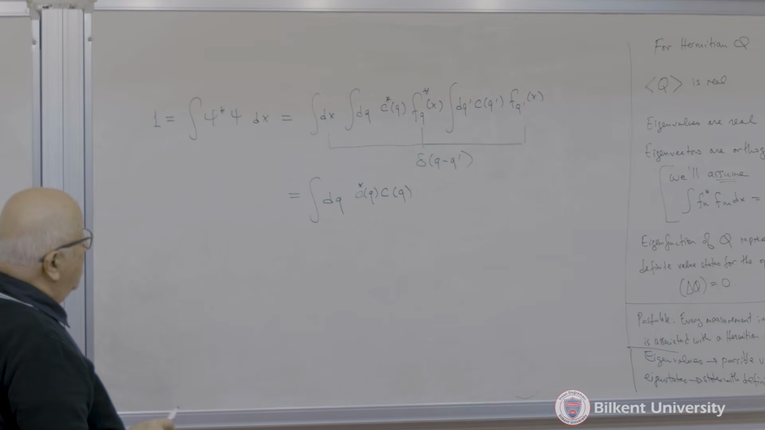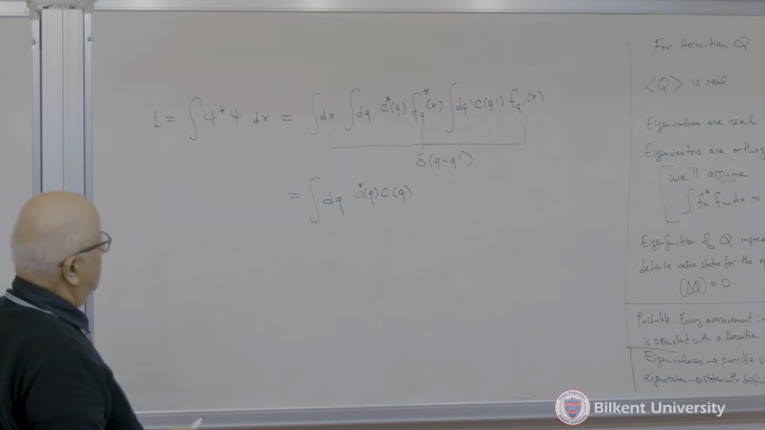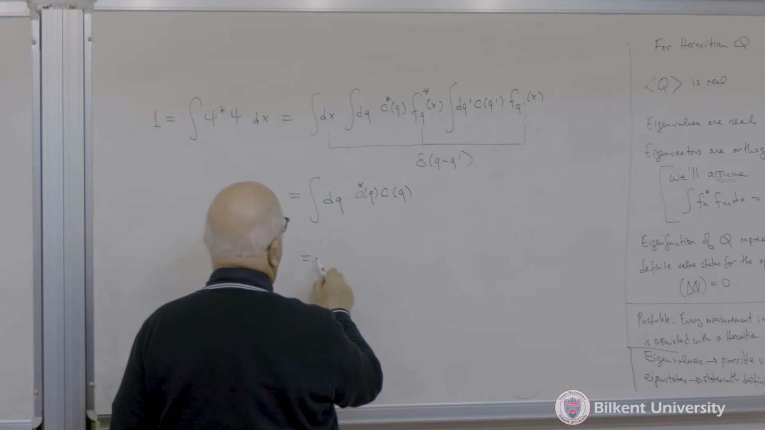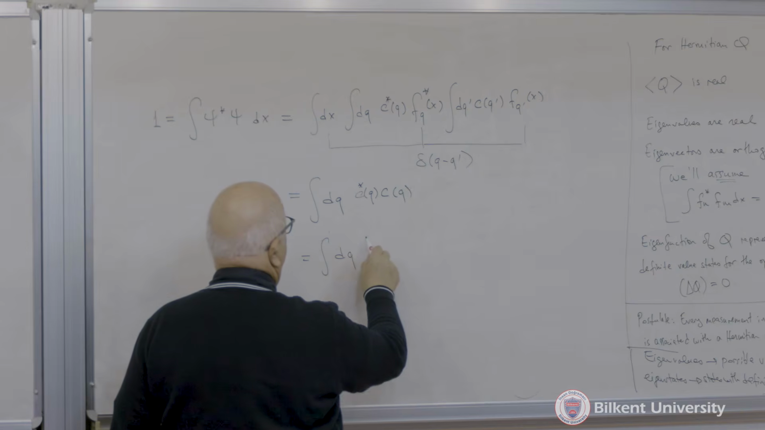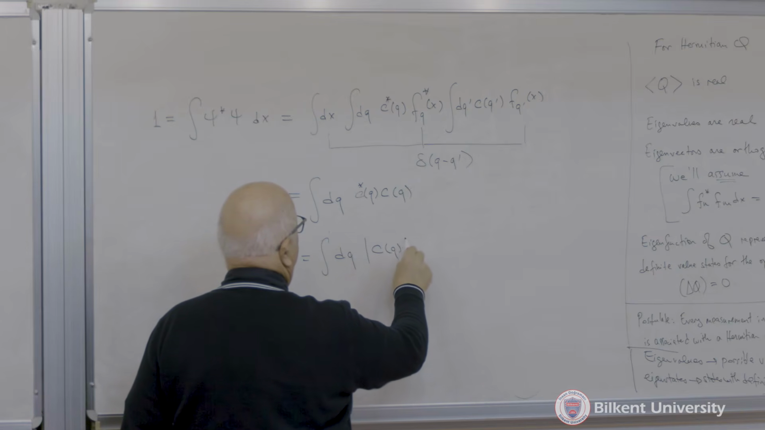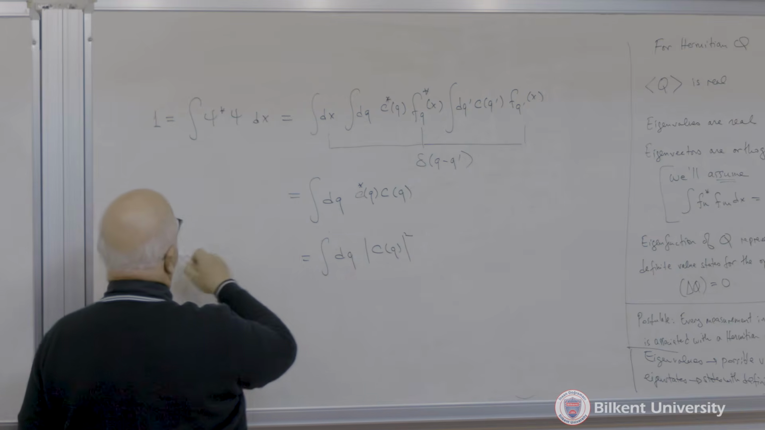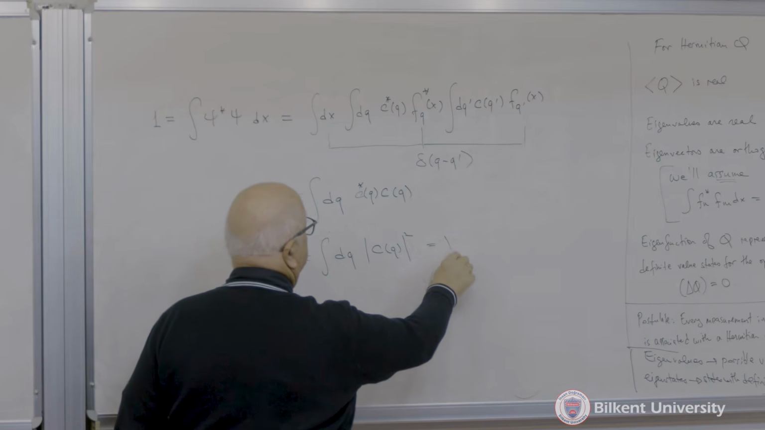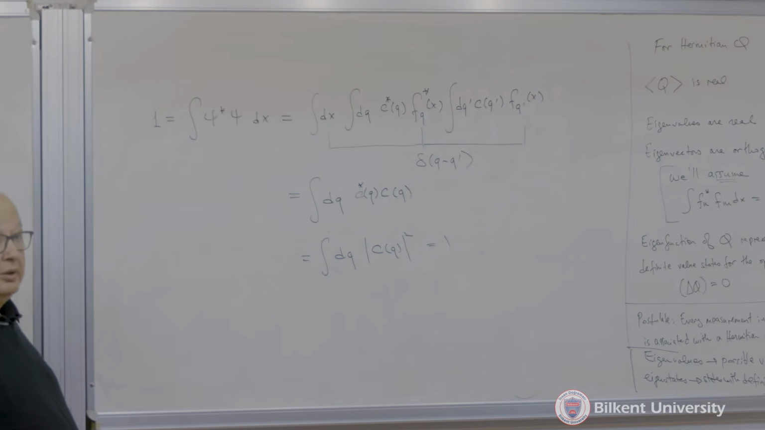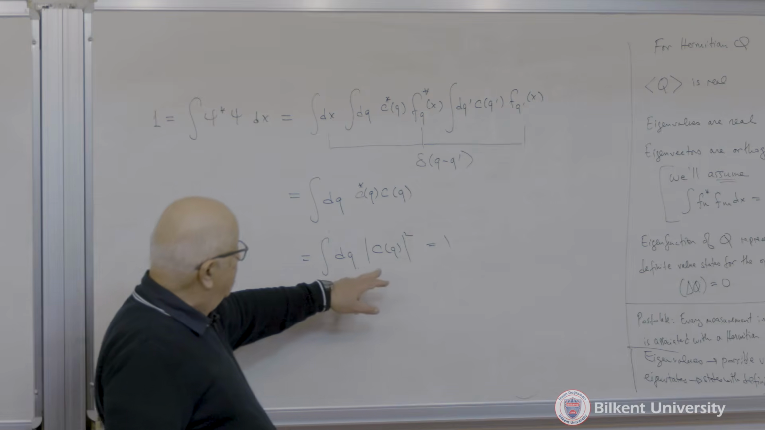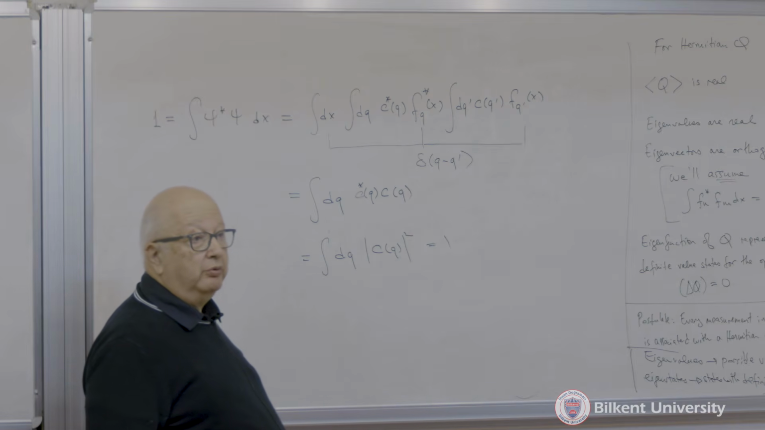Okay. Now, what is this? How do we interpret this? dq magnitude of c q squared. And all of this is now equal to 1, you see. So how would I interpret this magnitude of c q stuff? Okay, probability. So this is a probability density function as a function of this continuous variable q.